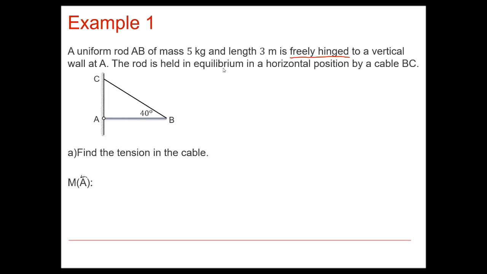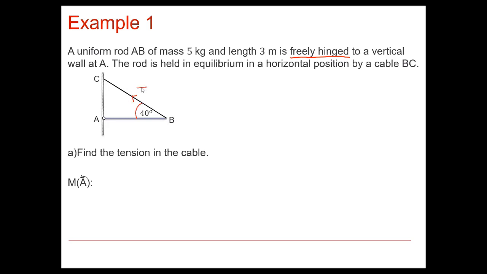Okay, and it's held in equilibrium, so that means that those things we mentioned earlier are all going to be true. 0 total force and 0 total moment about any point. And it's being held in place by a cable which is making an angle of 40 degrees to the rod. And the first thing that we want to calculate is the tension in the cable. So there'll be a tension acting on B, acting in the direction of this cable.